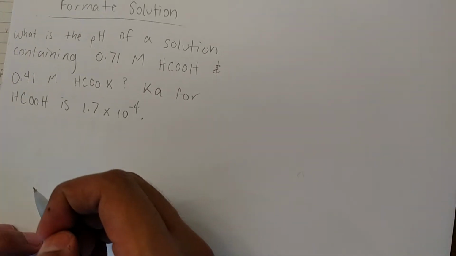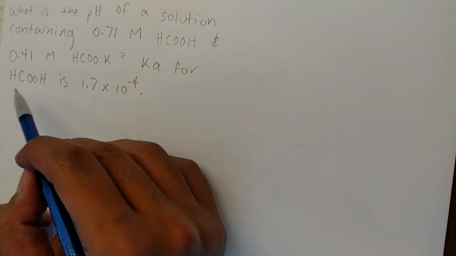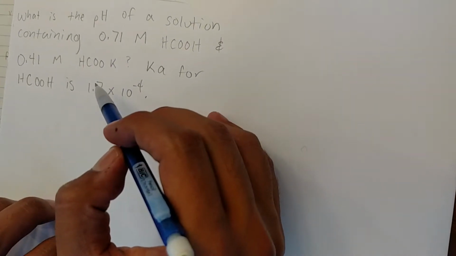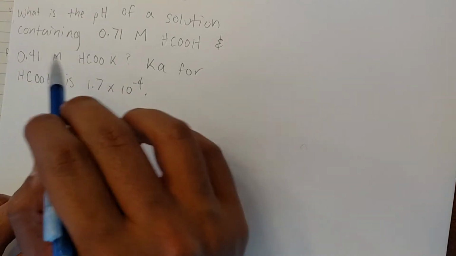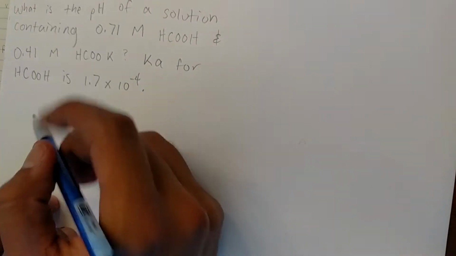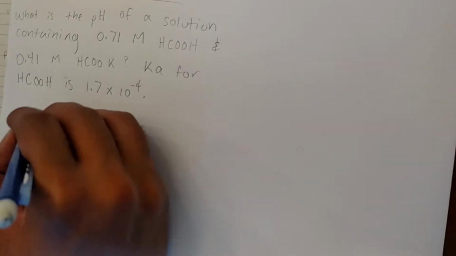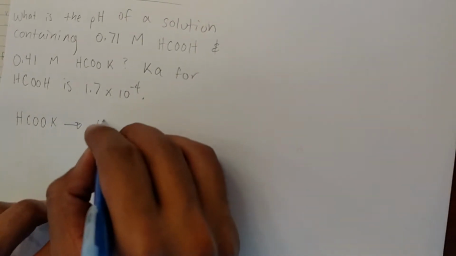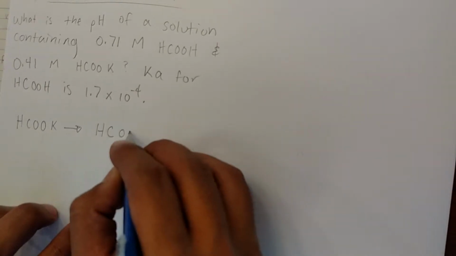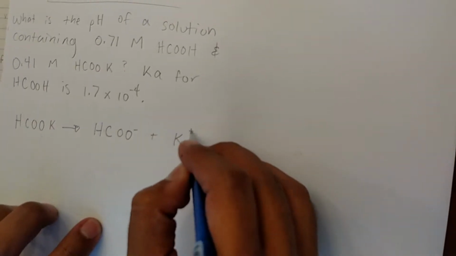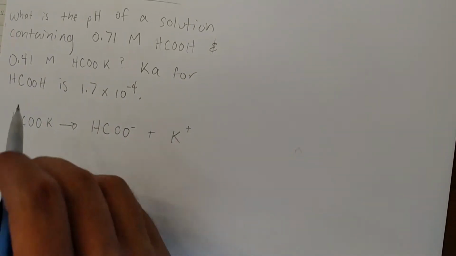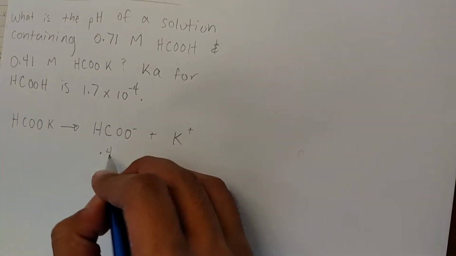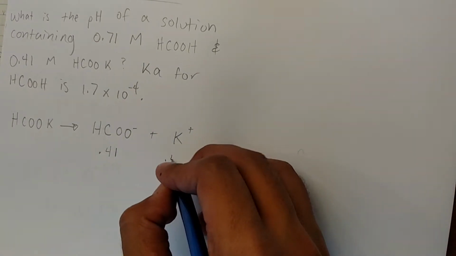To solve this problem, you must first dissociate the HCOOK, because we want to find the concentration of the HCOO minus. So to do this, we dissociate HCOOK into HCOO minus plus K plus, and we know that the concentration of HCOOK is 0.41, so each product is 0.41.